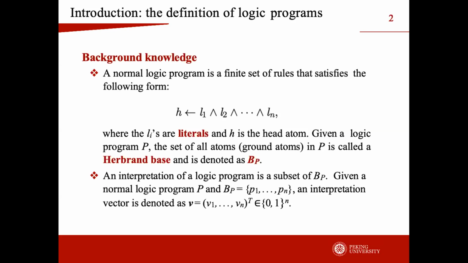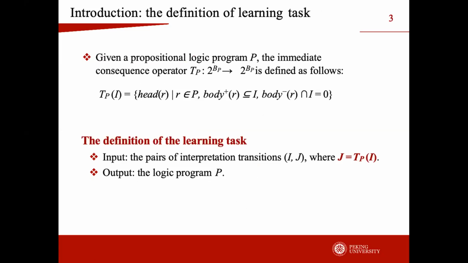We can regard the interpretation as a state that shows which literals are currently true in the logic program. The interpretation vector can represent the interpretation, and we can define it in this embedding. We also show the immediate consequence operator. This operator is a function from one interpretation to another interpretation. If we use this kind of definition, we can calculate the next state given the current state.